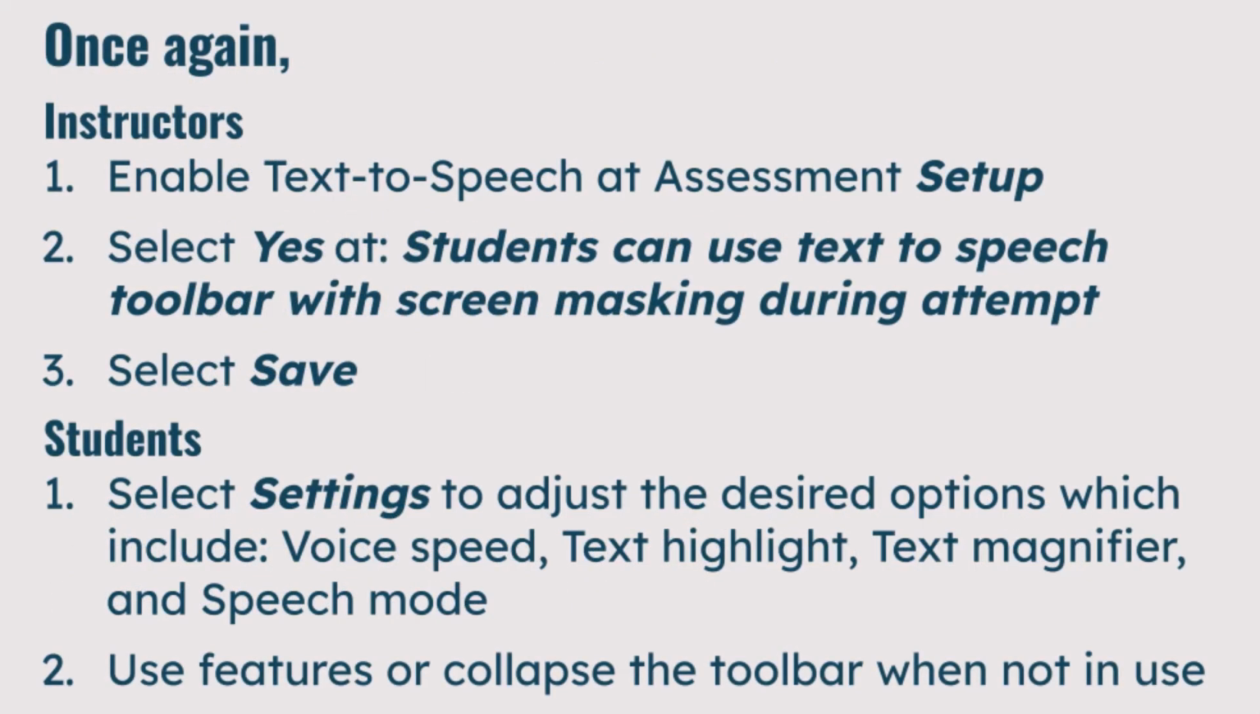Once again, instructors enable text-to-speech at Schoology Assessment Setup by selecting Yes for Students can use text-to-speech toolbar with screen masking during attempt, and be sure to select Save. Then, when students open the posted assessment, they can select settings to adjust the desired options, which include voice speed, text highlight, text magnifier, and speech mode. Students use text-to-speech features or can collapse the toolbar when it is not in use.